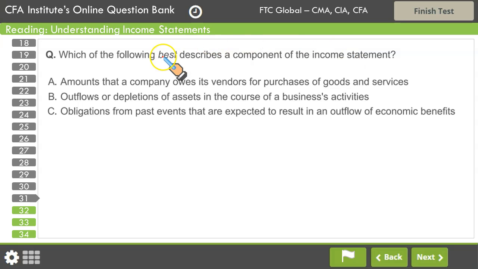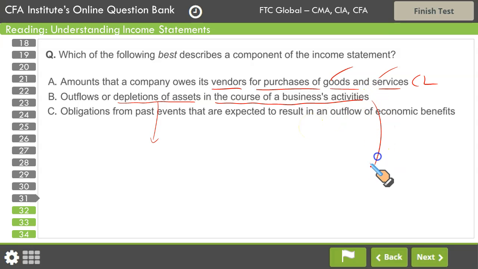Next, which of the following best describes a component of the income statement? Amounts that a company owes to its vendors for the purchase of goods and services. Straightforward, elementary accounting question: current liability. The amounts that you owe to your vendors for the purchase of goods and services is a current liability. Outflows or depletion of assets, asset consumption called depreciation, amortization, outflows for spending, expenses. Outflows or depletion of assets in the course of business activities. This is what refers to expenses, and this is something that we report in the income statement.